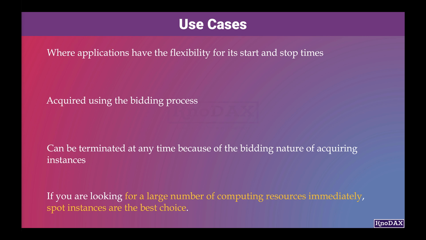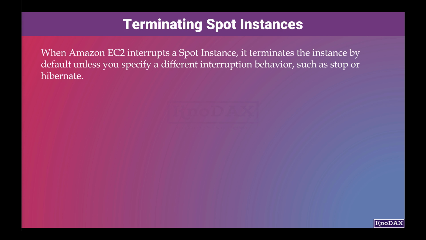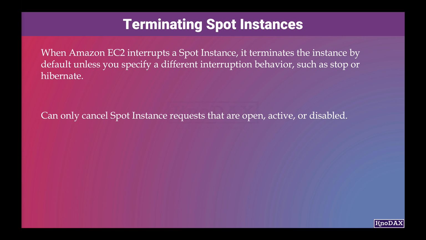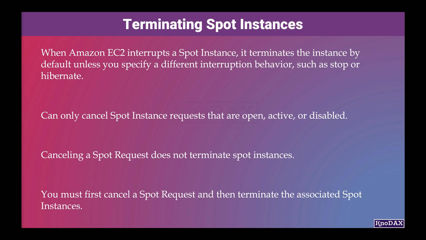Let's talk about terminating spot instances. When Amazon EC2 interrupts a spot instance, it terminates the instance by default unless you specify a different interruption behavior, such as stop or hibernate. You can only cancel spot instance requests that are open, active, or disabled. Canceling a spot request does not terminate spot instances. You'll first need to cancel a spot request and then terminate the associated spot instances.